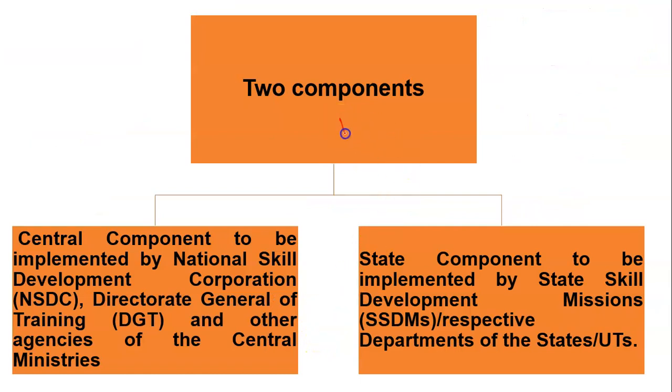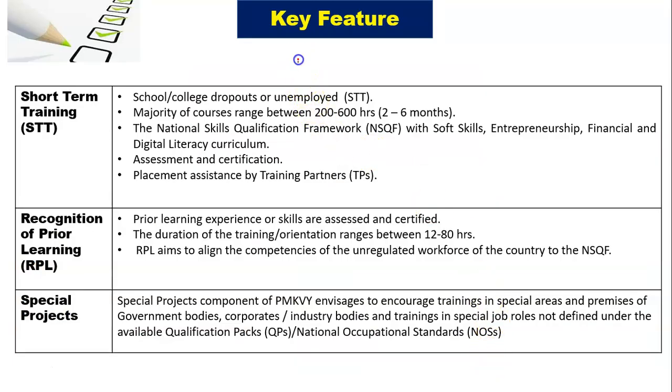Now it also has two components. The first is the central component, and it is implemented by the National Skill Development Corporation, the Director General of Training and other agencies for the Central Ministry. And the second component is the state component, and it is implemented by the State Skill Development Mission and the respective departments of the states and UTs.